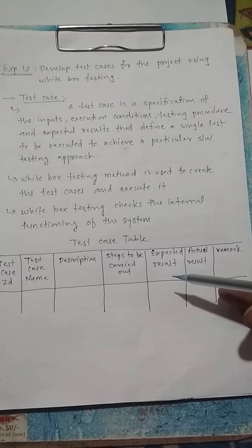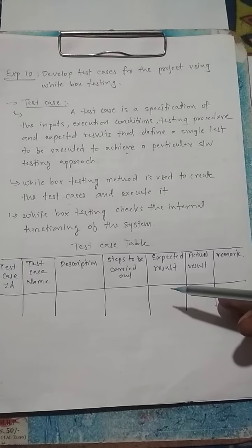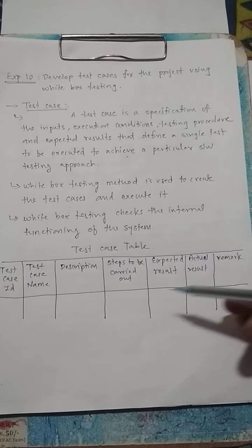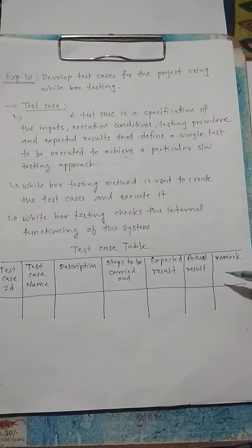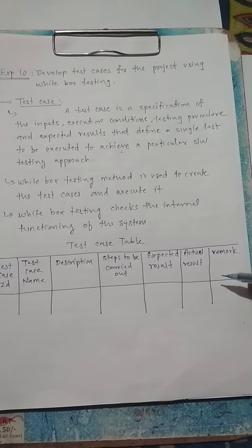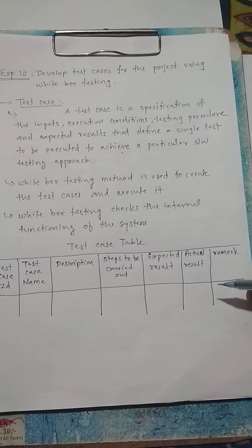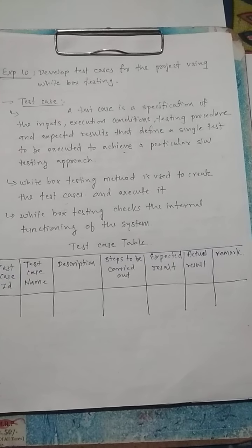The next column is expected results, as per the guidelines of the client or user. Then the actual results, the result after executing that test case. And the last column is remark: if the actual result is exactly equal to the expected result, then the test case is passed, else the test case is failed.